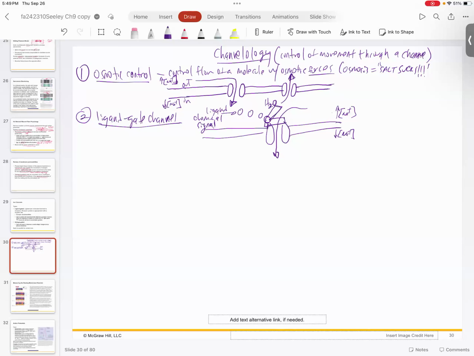Notice though, you've controlled the flow through that channel. That's not going to flow from high to low unless you open up that gate. And guess who has control of that chemical ligand? You do. So you get to determine how to open that gate and when to open that gate. Okay. So that's a ligand-gated channel. The other one is a voltage-gated channel.